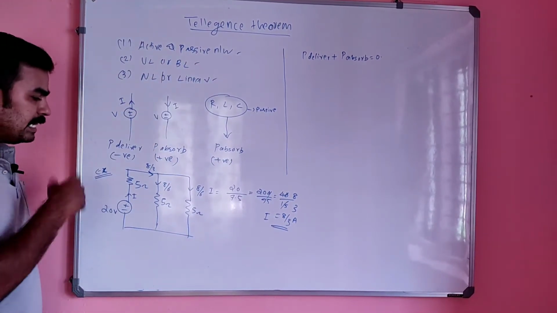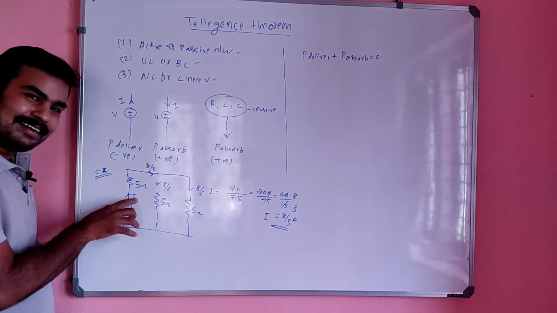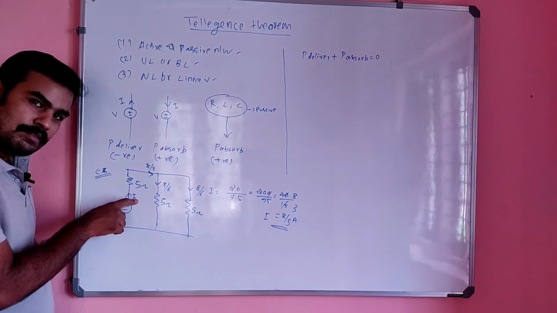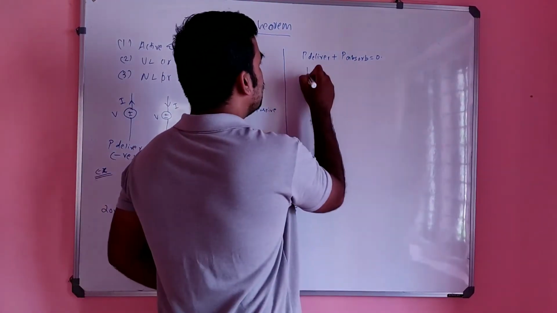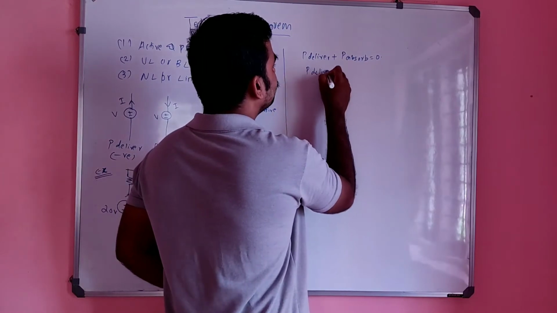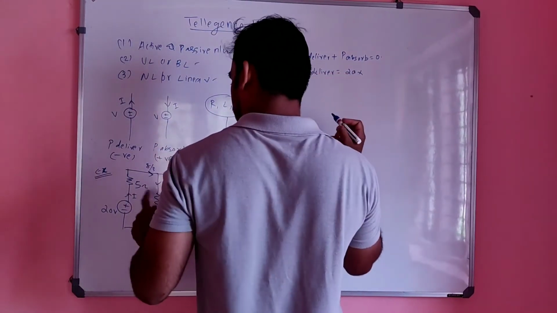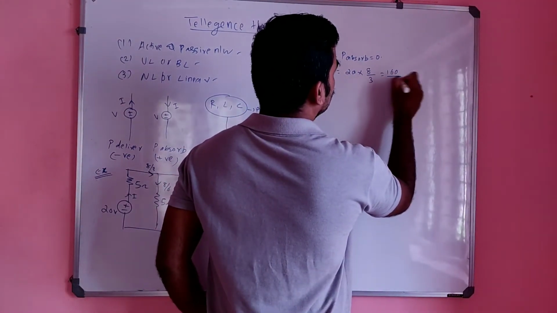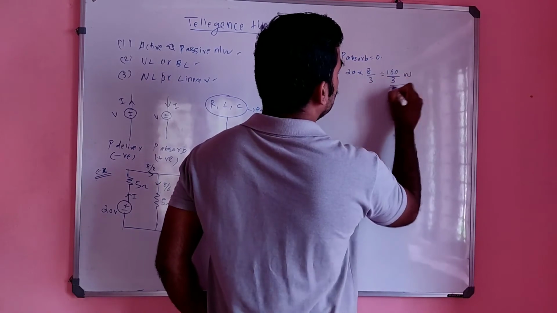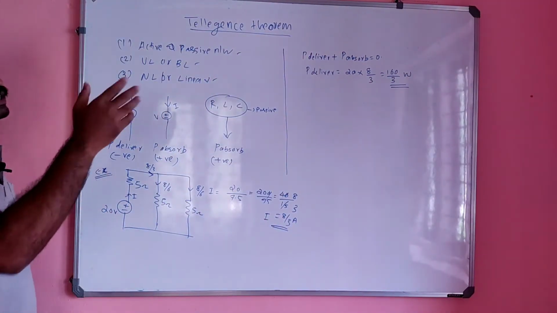So now what is P deliver here? Power is nothing but voltage into current, that is V into I. So P deliver will be equal to 20 into the current, which is 8 by 3, so 160 by 3 watt. The unit of power is watt.